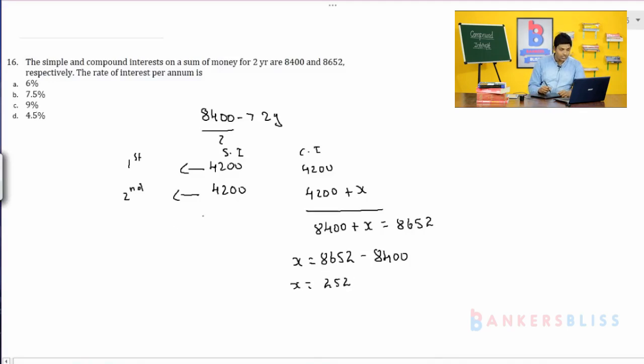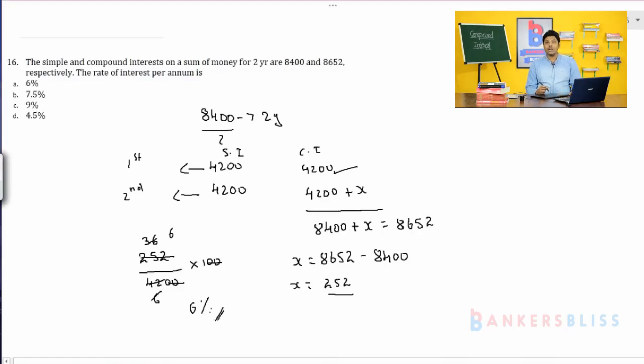So what is the rate of interest? For this 4,200 you got this extra interest of 252. So 252 divided by 4,200 into 100. Very simple. Next, 7 6s are 42, next 7 3s are 21, 4 carry over, 7 6s are 42, next 6 6s are 36. So the rate of interest is 6%. Very easy to calculate.